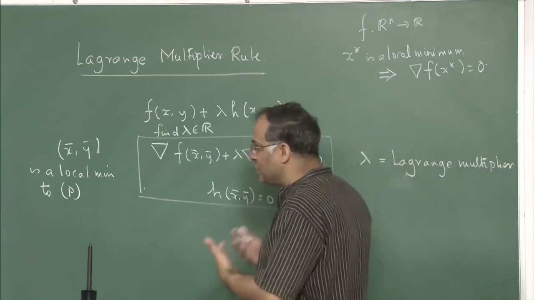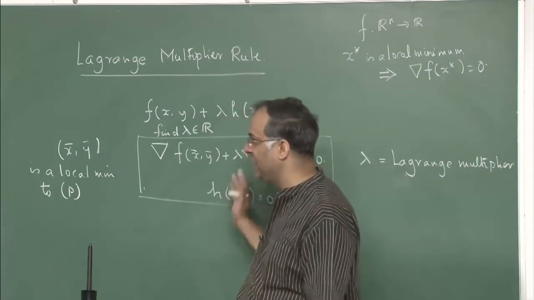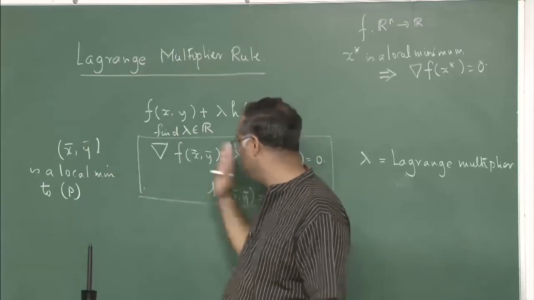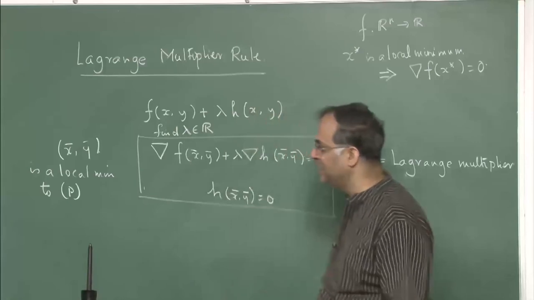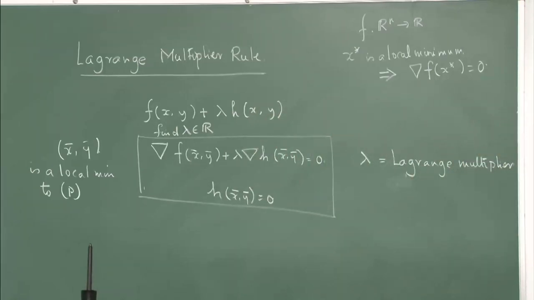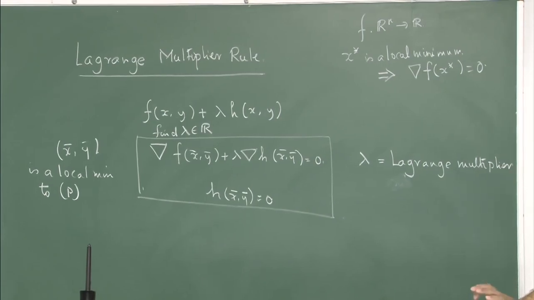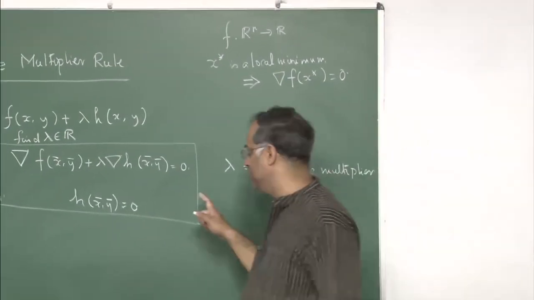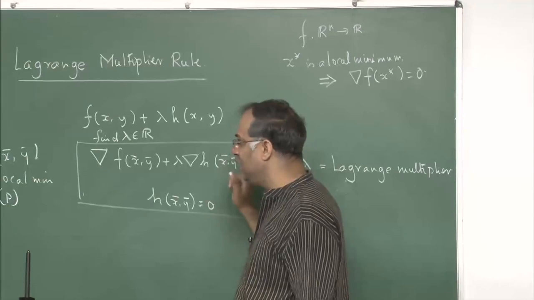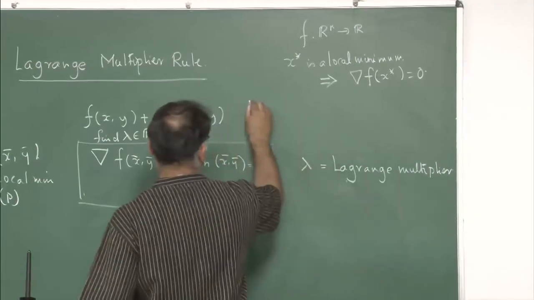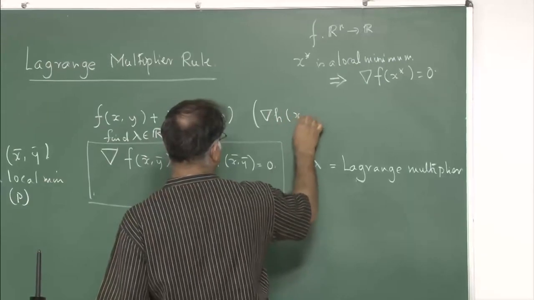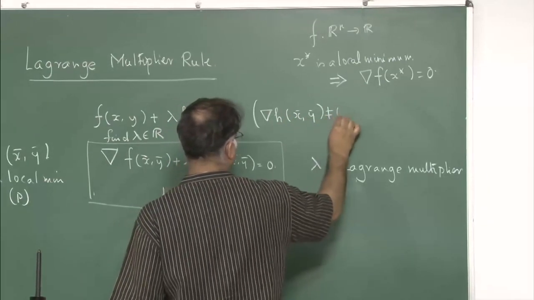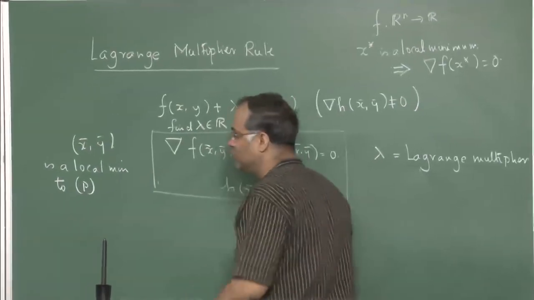So if you want to guarantee, you need some other conditions whose satisfaction would lead to the fact that x bar y bar, the critical point which satisfies this, is indeed a minimum, and those are the second order conditions on which we will touch as we go along for the study of the Fritz John and Karush-Kuhn-Tucker conditions. So now this rule is called the Lagrange multiplier rule, but this is actually a necessary condition. Under the condition that grad of h(x bar, y bar) is not a 0 vector, this condition will hold true.